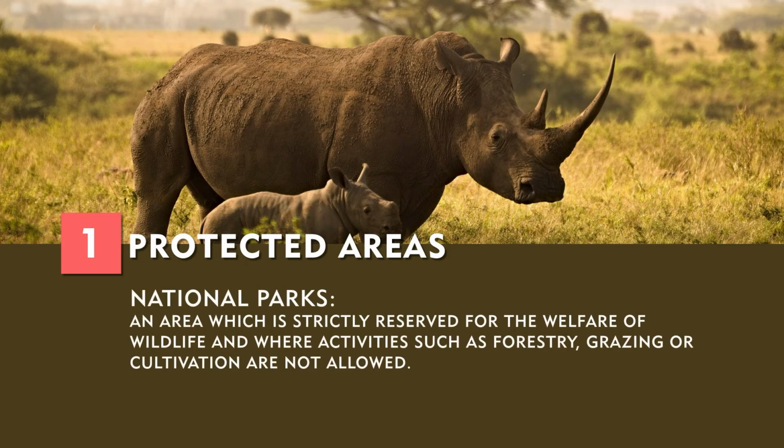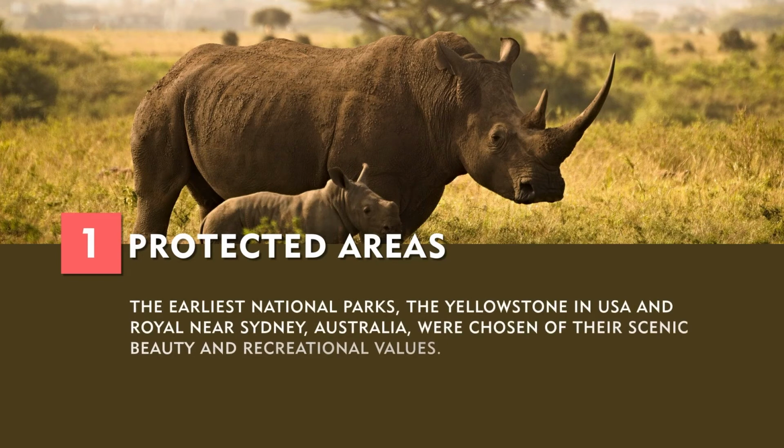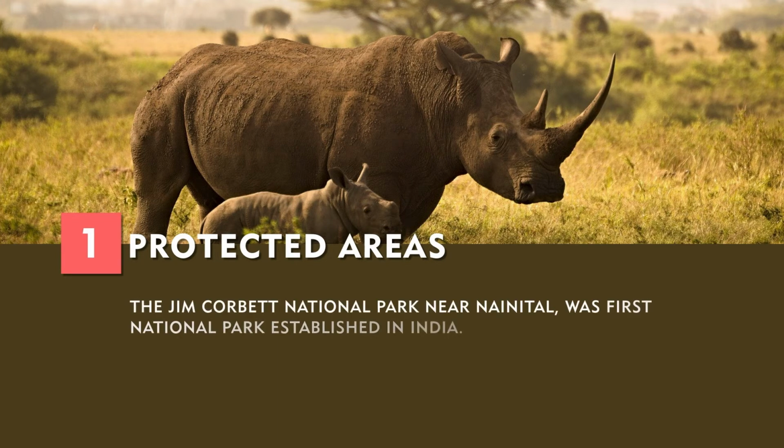And what are national parks and sanctuaries? A national park is an area which is strictly reserved for the welfare of wildlife and where activities such as forestry, grazing or cultivation are not allowed. Mention may be made here that the earliest ones are Yellowstone National Park in the USA and Royal National Park near Sydney, Australia. They were chosen for their scenic beauty and recreational values. In India, Jim Corbett National Park, near Nainital, is the first national park which was established.